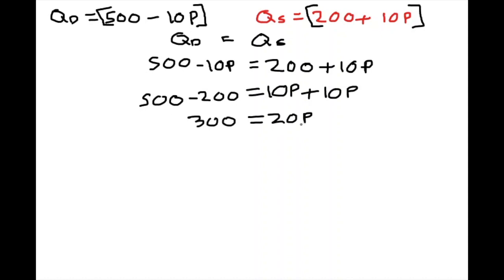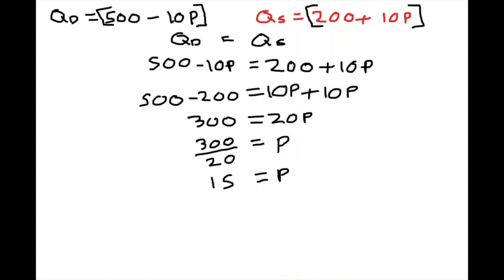So we've broken it down into a simplified form, but we still need to work out what price is. In order to get price on its own, we'll divide both sides by 20. So it becomes 300 over 20, and 20 over 20 is 1, so we can get rid of that. So price is equal to 300 over 20, in which case price is equal to 15 euro. So the equilibrium price in this market for our product is 15.